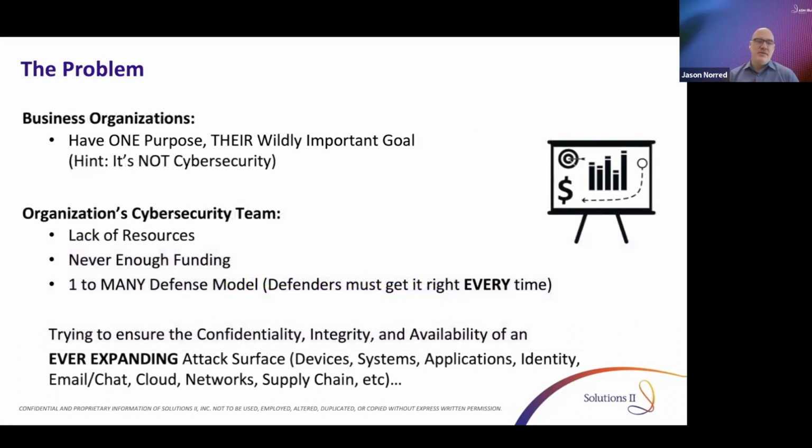Building off of that, business organizations, we're coming at this from the exact inverse. Typically, most businesses have one single purpose, their wildly important goal, whatever it is that they're in business for, whether maybe they're a financial services organization providing financial services to commercial clients or retail clients, or they're a healthcare provider, or whatever your organization is. But in very few cases is your single-focus purpose cybersecurity. Unless you're a cybersecurity vendor, cybersecurity is not your wildly important goal.